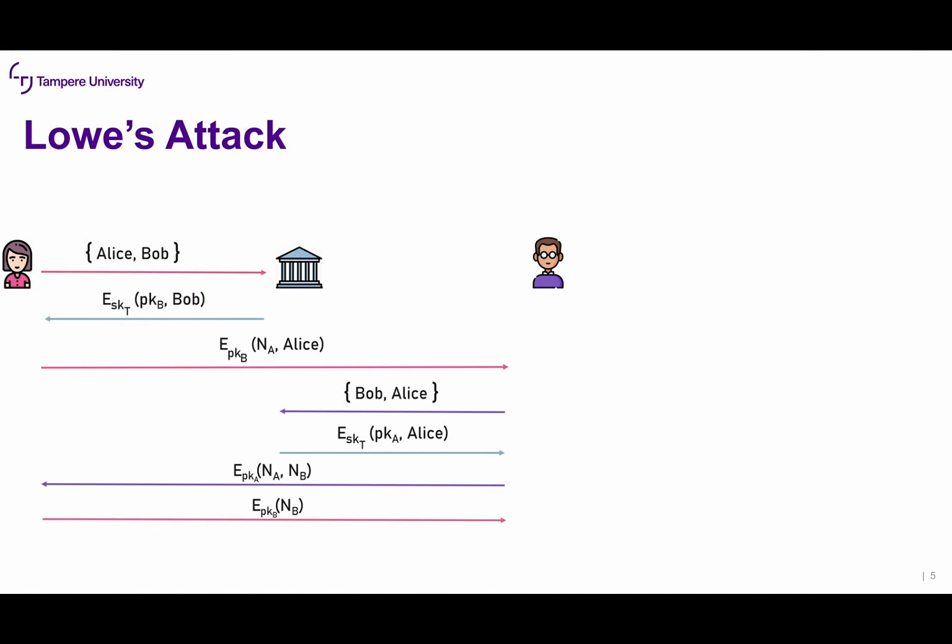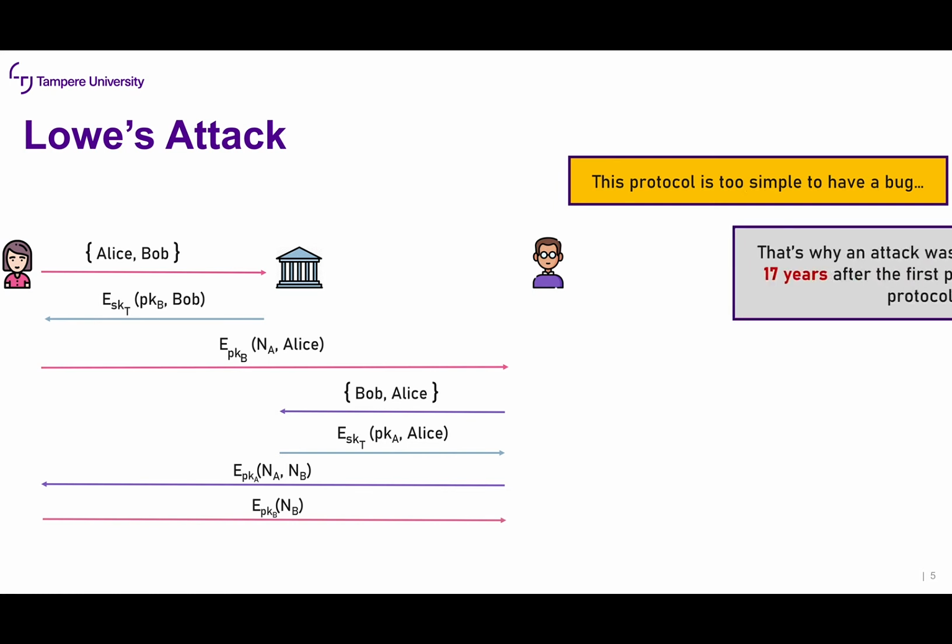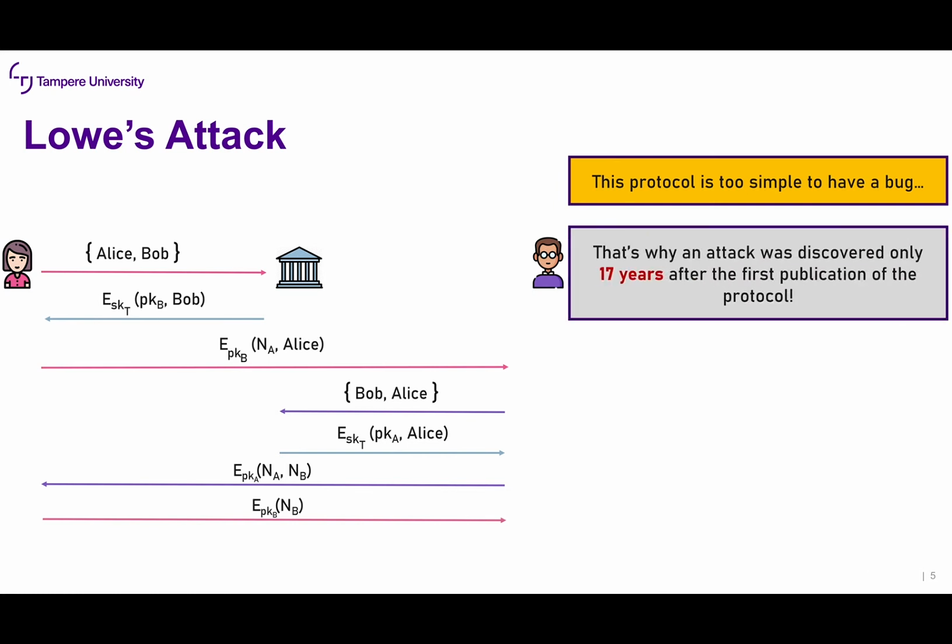Lowe's attack. So here is a snapshot of the entire protocol that we just described. I say that this protocol is too simple to have a bug, right? I hope you agree. That's why an attack was discovered only 17 years after the first publication of the protocol. Good.